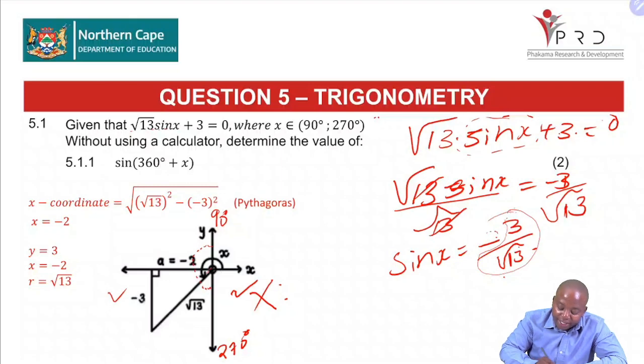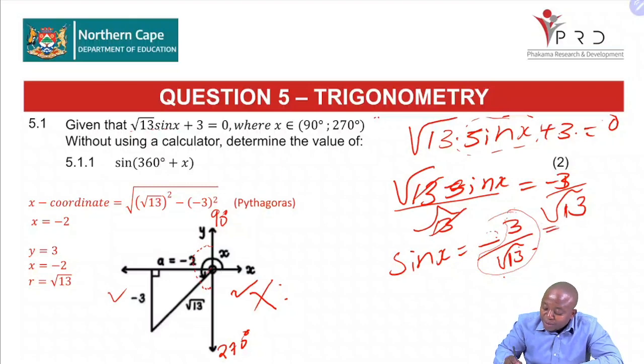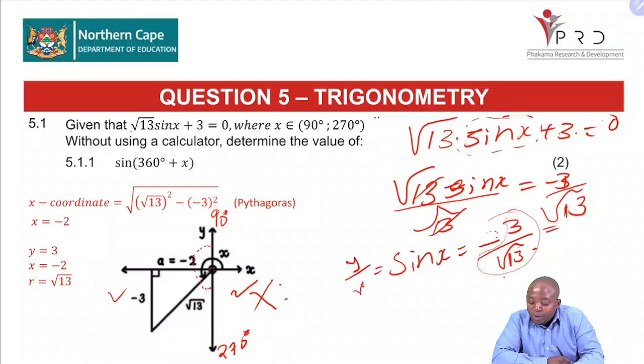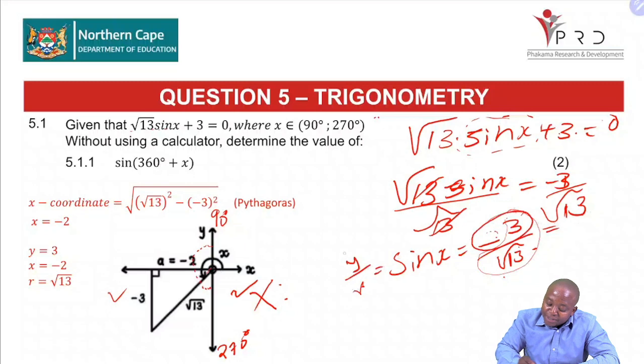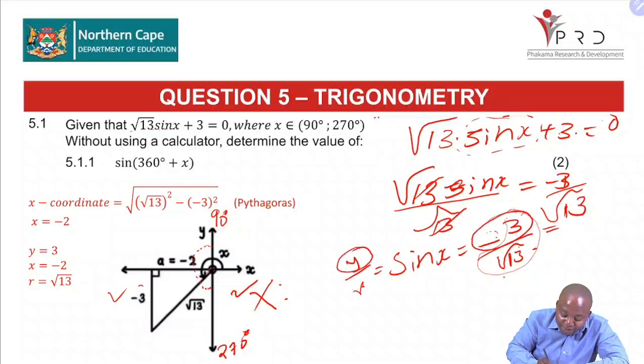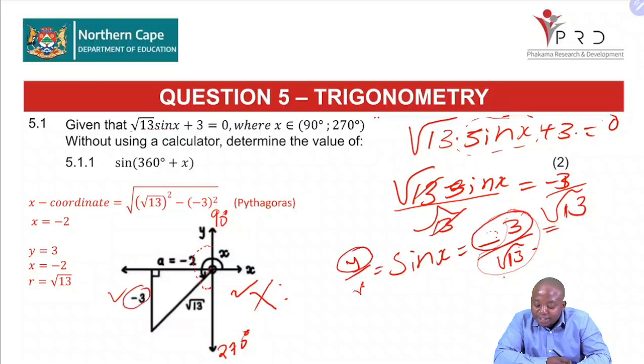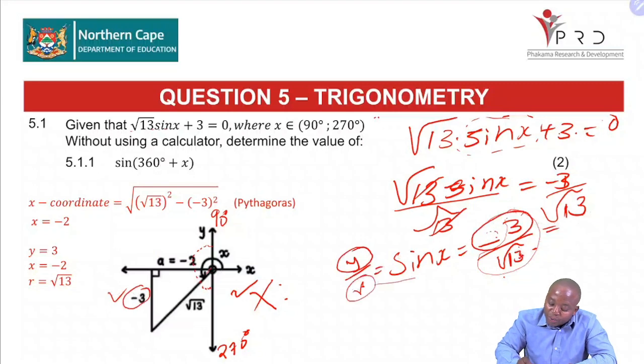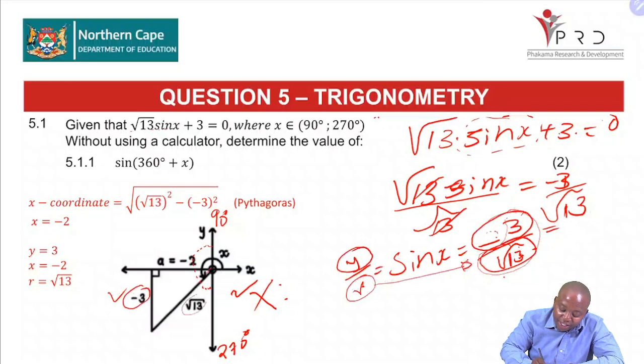We draw the triangle, write them, we plot in the values, then we go back to the definition of sine. Sine is y over r. Then what is y? y is going to be negative 3. That's why we plotted negative 3 there. Then what is our r? Our r is root 13.